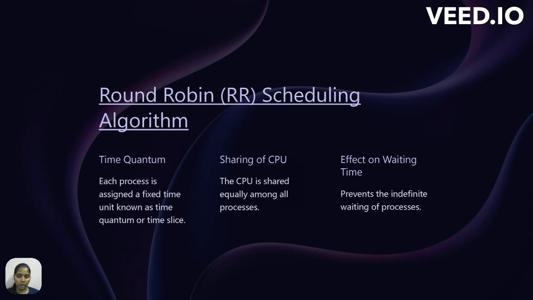Round robin scheduling algorithm. This is also divided into three types: time quantum, sharing of CPU, and effect on waiting time. In time quantum, each process is assigned a fixed time unit known as the time quantum or time slice. In sharing of CPU, the CPU is shared equally among all the processes. Effect on waiting time: it prevents indefinite waiting of processes.